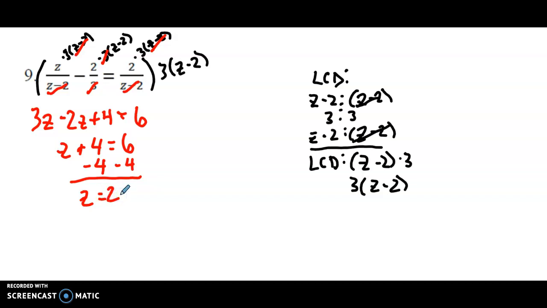Now we need to do our excluded values. I like to go back to my LCD. It has them all in there. So this one does not have one. There's no variable with our monomial. With our binomial, the excluded value is 2, which is a problem because that's what we got for our answer. So that actually means that this problem has no solution.